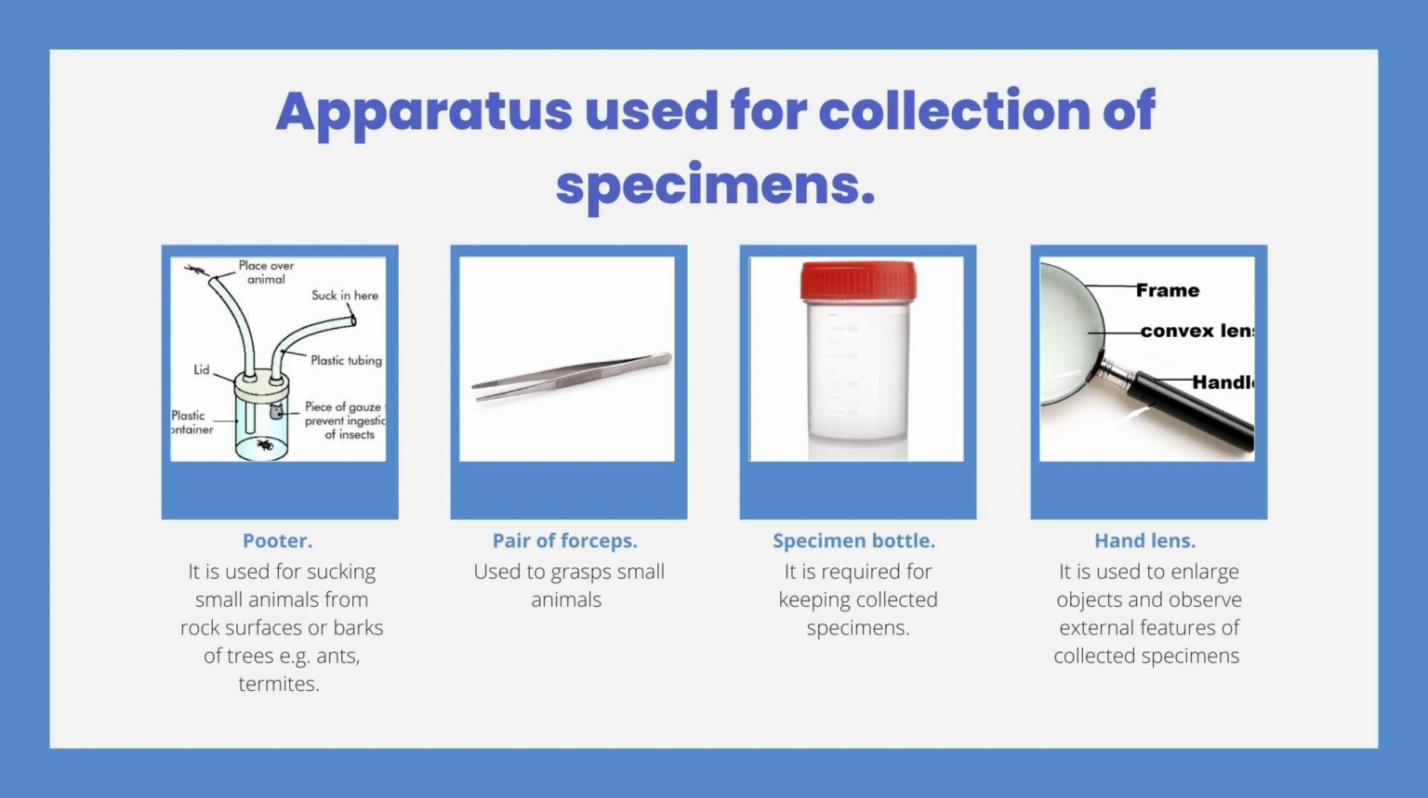Our next apparatus is the putter. The putter is used to collect small crawling animals, either from the barks of trees or the rocks, such as ants and other small insects that are crawling on the barks of trees. The last apparatus is the pitfall trap, which is usually inserted underground, so that small crawling animals from the ground can fall into it. That is the reason why we call it a pitfall trap.